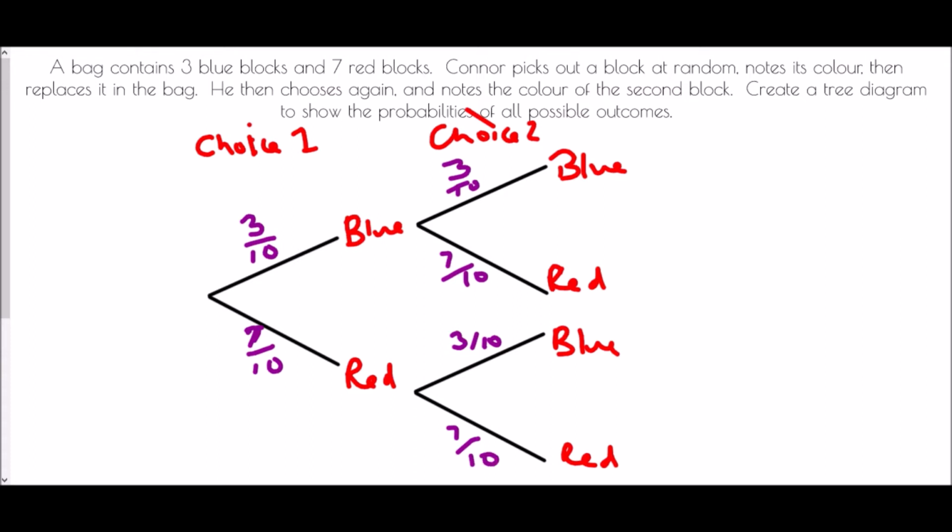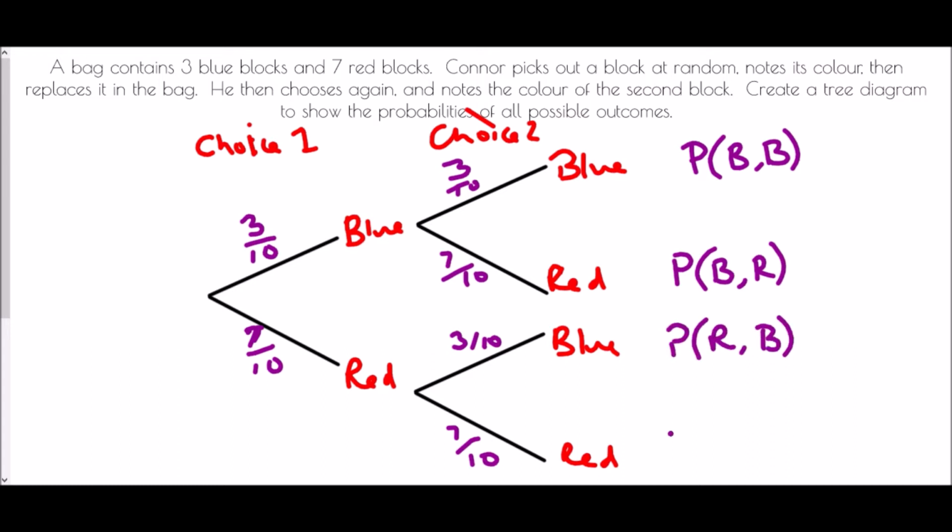Now the question was to create a tree diagram to show the probabilities of all possible outcomes. Well, what that is actually saying is, what is the probability of getting blue followed by blue? The probability of getting blue followed by red. The probability of getting red followed by blue. And the probability of getting red followed by red. Well, the question is, how do we work that out?